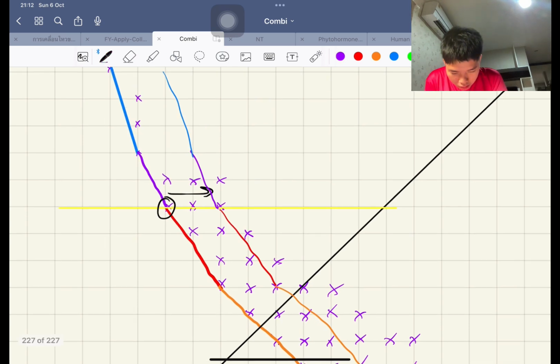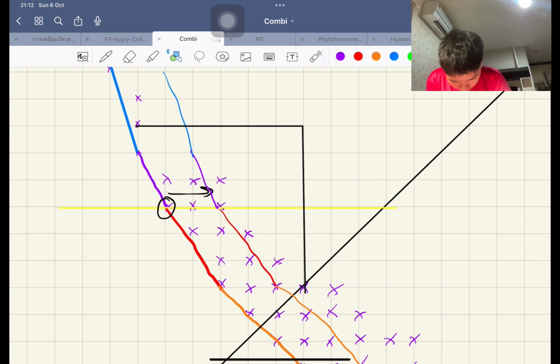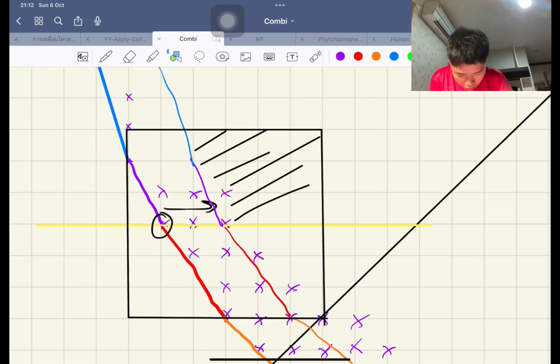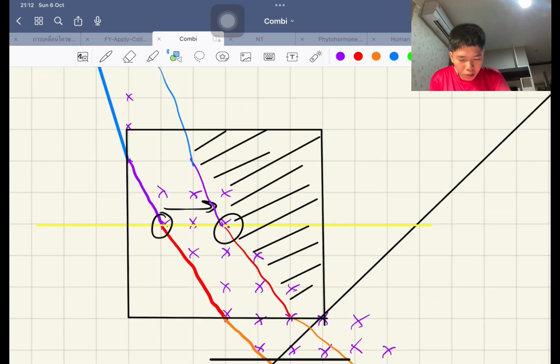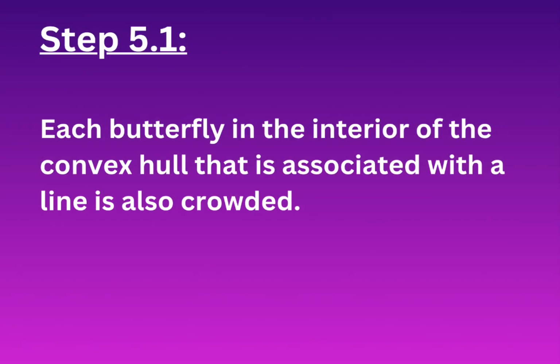Let's visualize it so that it can be more clear. This is what I mean. The number of butterflies in this area is already enough to make this one comfortable, and it even has extra points outside, therefore it has to be crowded.